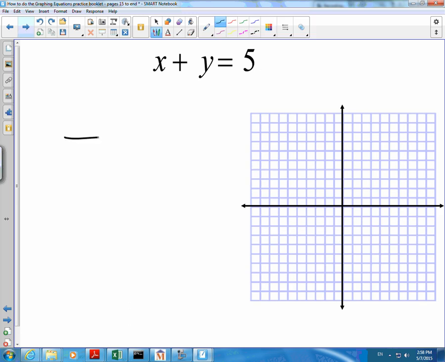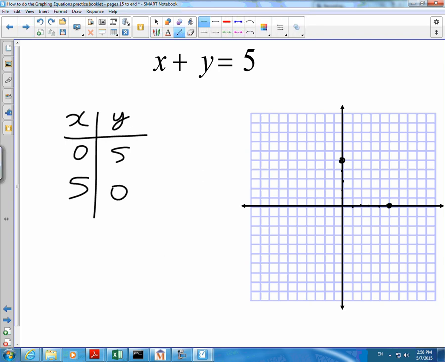This one is even easier. Pretty easy to tell that when x is 0, y must be 5, and when y is 0, x must be 5. So I'd go 1, 2, 3, 4, 5, and 1, 2, 3, 4, 5. And graph those with a line.